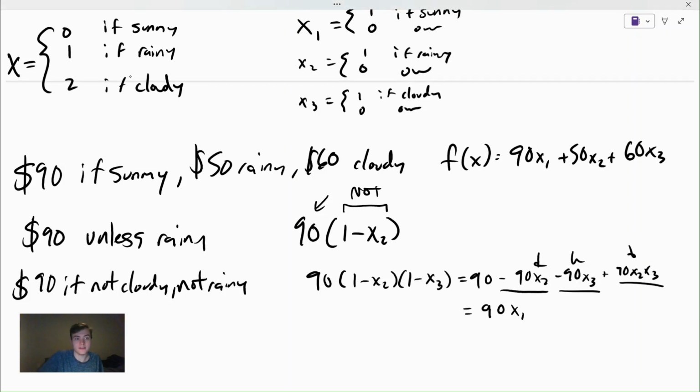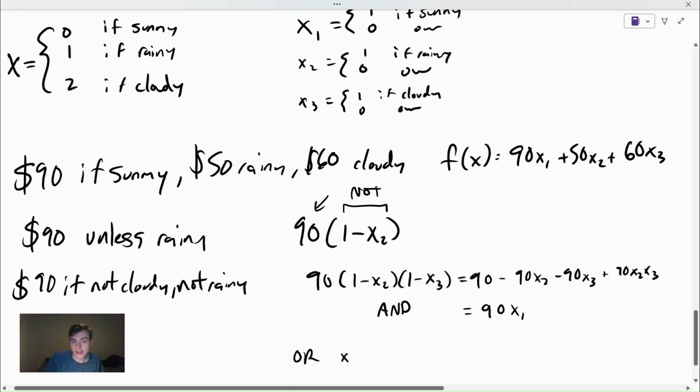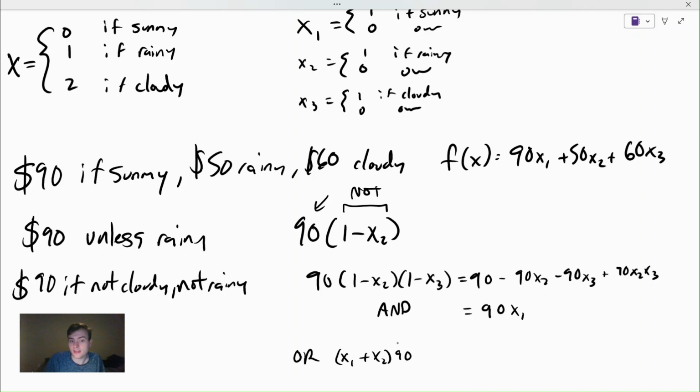Yeah, looking at binary expressions is a good thing to do next. So I was multiplying for and, right? If we were doing or, we would want to add x1 plus x2 times 90. Then we would end up with 90 if it was sunny and x1 was 1, or if it was rainy and x2 was 1.